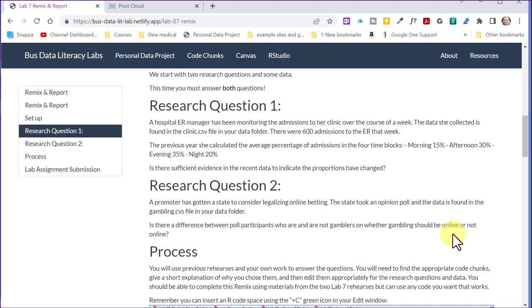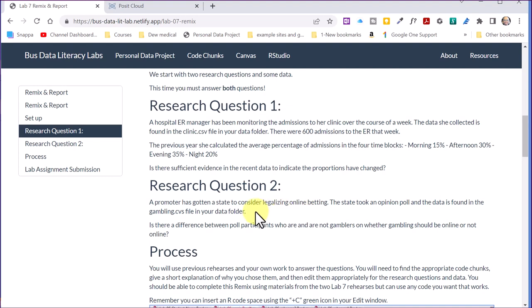So what you can think about that, we're categorizing these participants, gamblers and not gamblers, and we'll see that better once you inspect the data table. And then also their opinions, yes or no. So we've got what is known as a 2x2 table, two levels of gambler or not, and then online or not. And that sounds like a test for independence that we did in the rehearse 2 in lab 7. So that's where you would go for this.